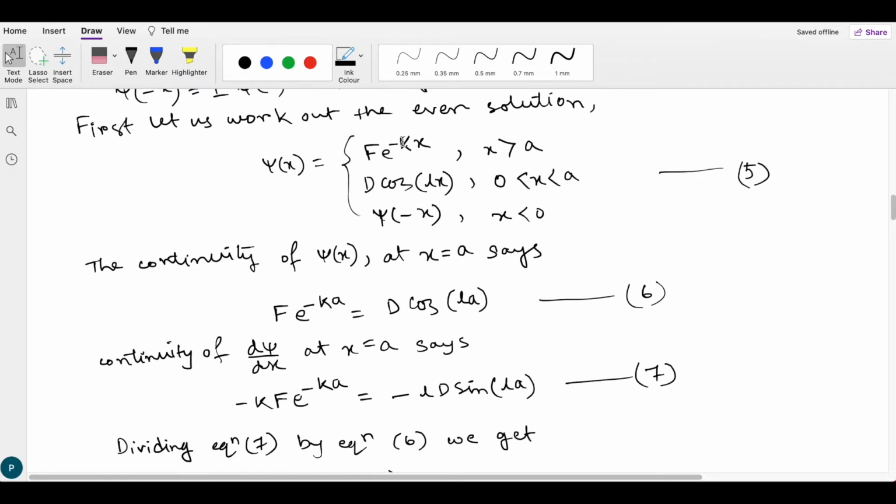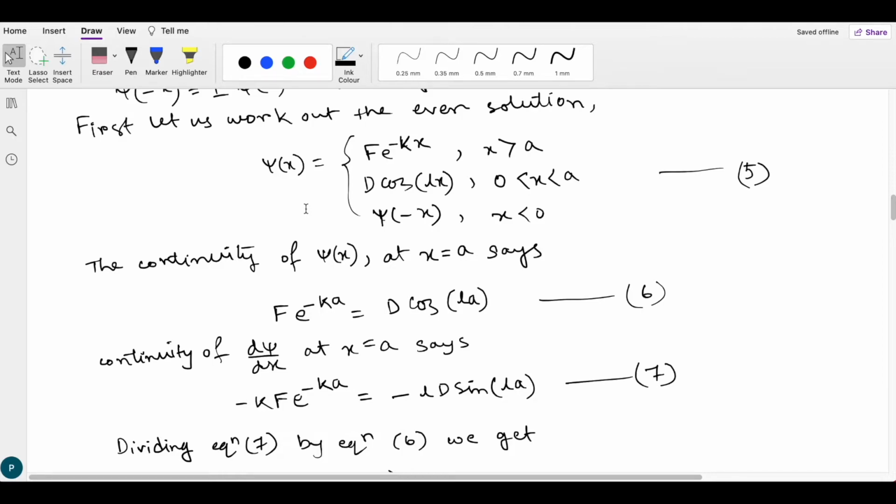Psi(x) is F e to the power minus kx, D cos lx, and psi(x) for the three regions. The first one is for x greater than a, and the middle one is for the range 0 to a, and we are taking cos because cos is an even function, and we know the wave function in the region x less than 0 is the same as in the region x greater than 0.